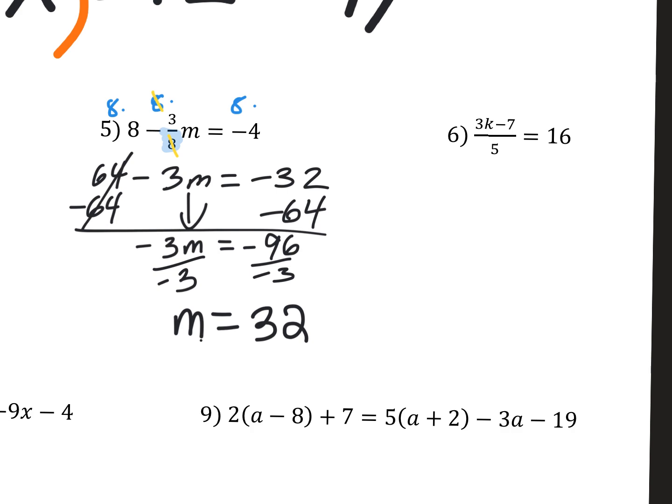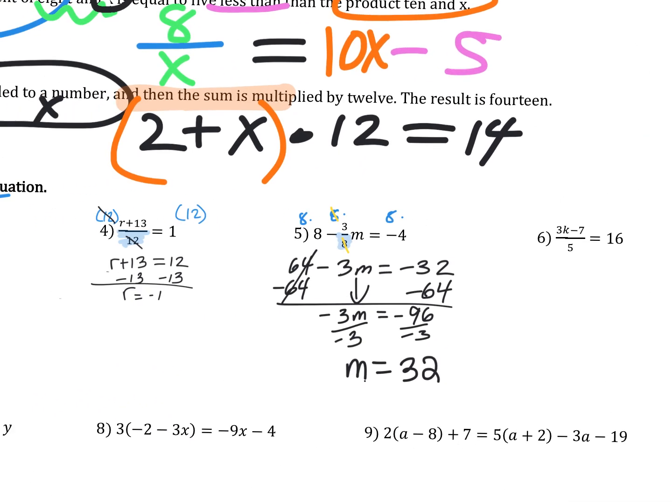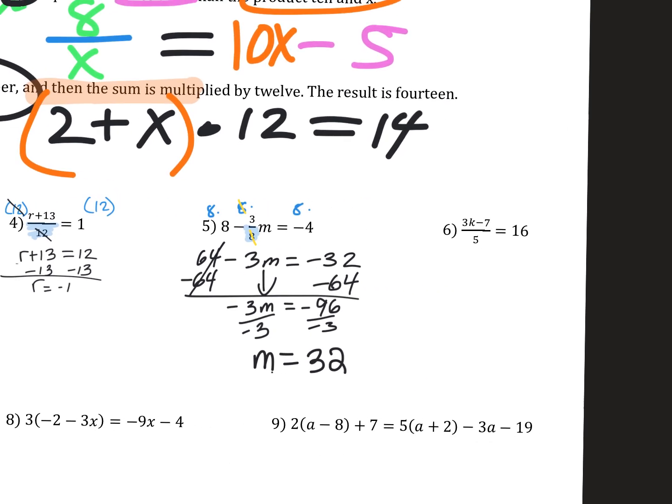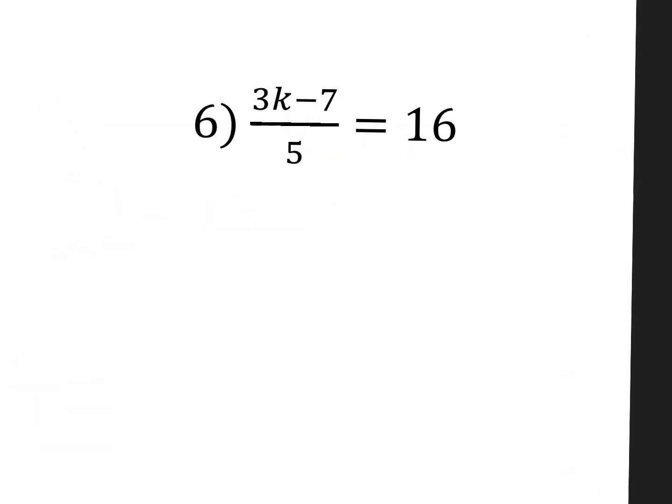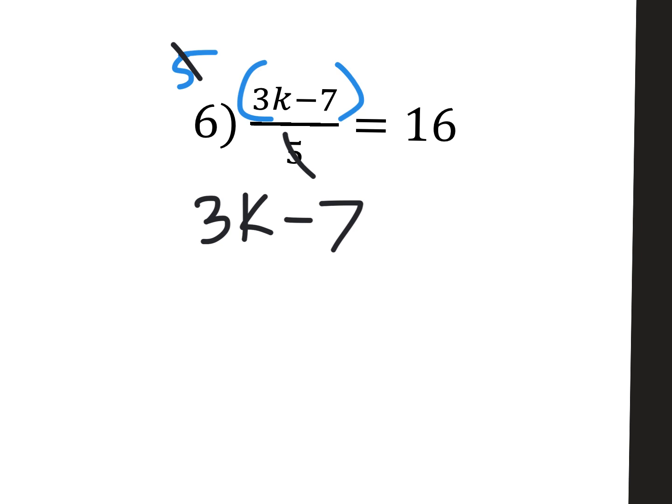Okay. So number 6 is pretty similar, actually very similar to number 4. It's pretty much the same thing. That is trapped above the 5. That means the 5 is going to have to be gotten rid of first. How do I get rid of dividing by 5? I multiply by 5, which is going to leave me with 3k minus 7. You don't multiply 5 by 3 or anything like that because there is no 5 because it canceled.